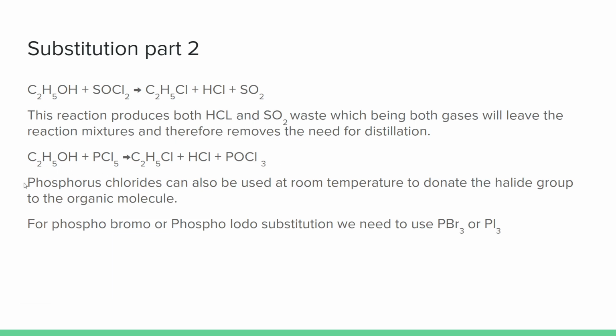The third way that we can go ahead and do a halogen substitution, if it is a chlorine, and these two are specific for chlorines, is that we can go ahead and use phosphorus chlorides. Okay, and these can be done at room temperature here. So this is an example of one that can be done at room temperature, and it does make some waste products of hydrogen chloride, and we also have this waste phosphochlorous molecule right here.